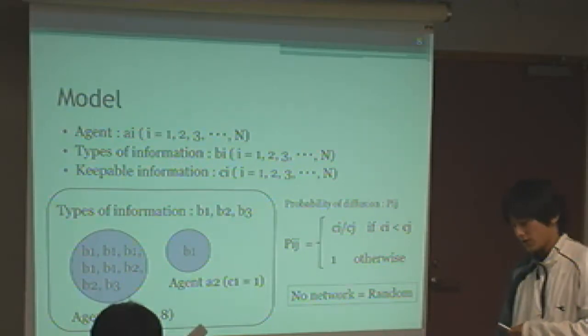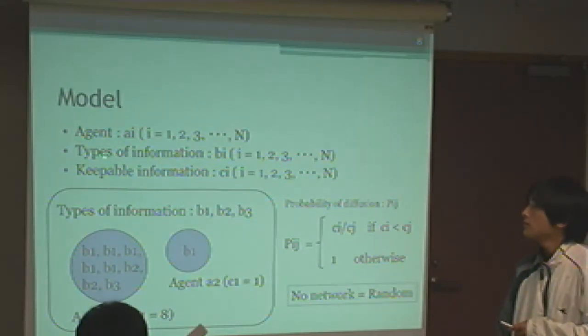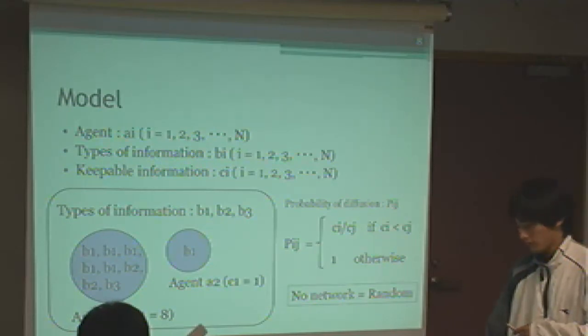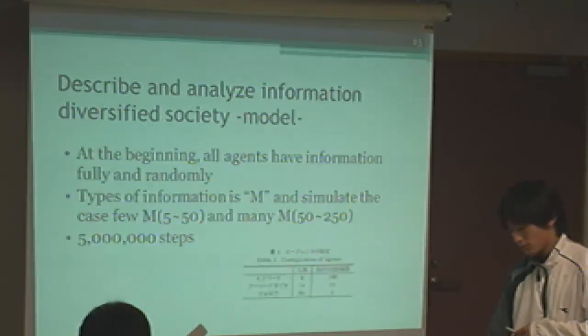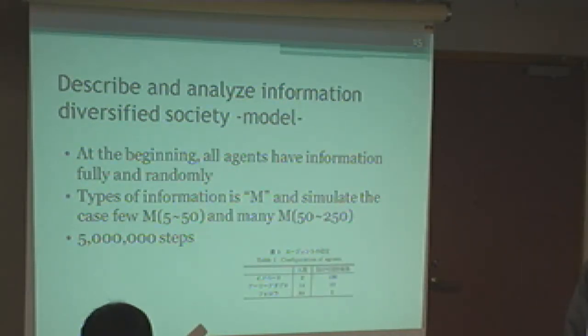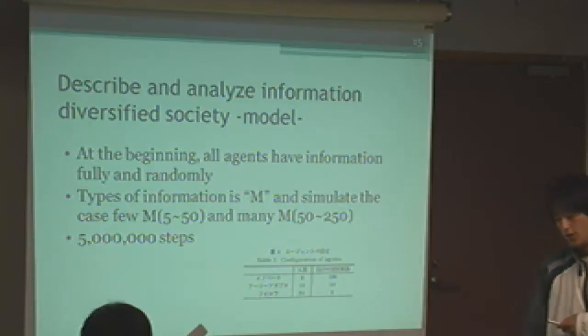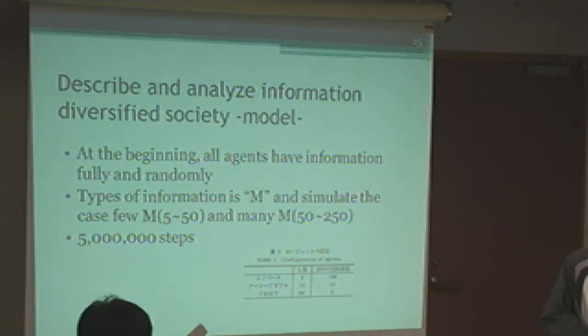And in the last simulation, they change this parameter, the amount of types of information, from 5 to 250. They counted that when the information is diversified, the innovator loses their ability to influence the others.